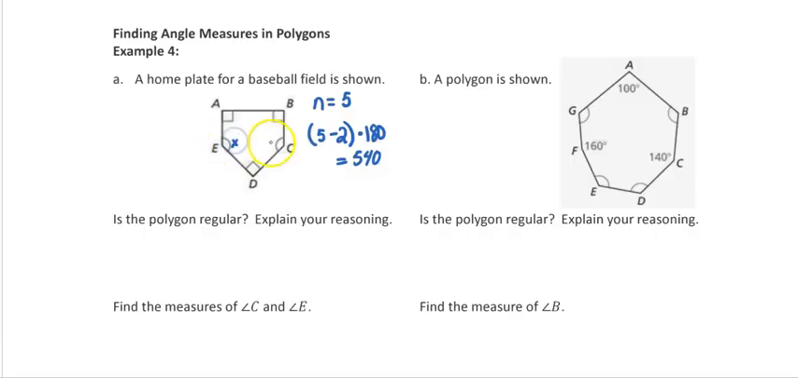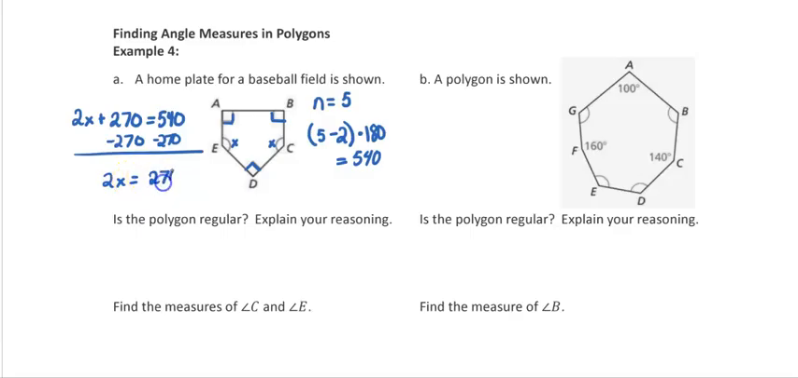So if these two angles are equal, I can call them x. And what I find out is that 2x plus, see how there are 3 right angles? 3 times 90 degrees is 270 degrees, equals 540. So if I solve for x, I can subtract 270. And so I find out that 2x equals 270. And then I divide by 2, and I get x equals 135.